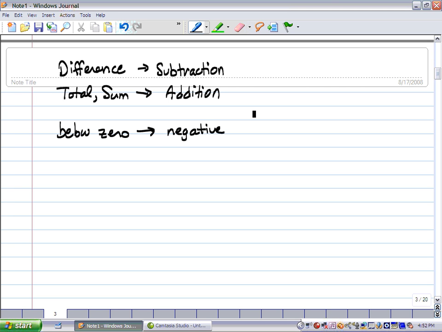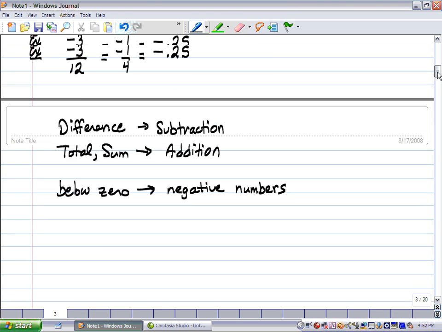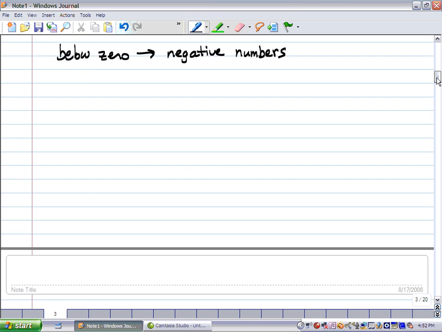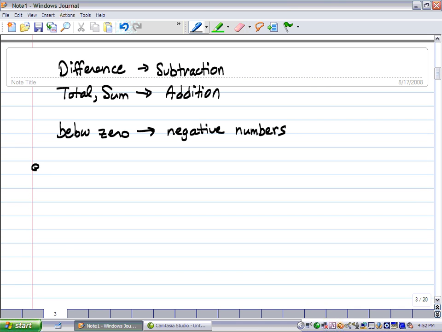So below 0, we mean negative numbers. Of course, numbers don't just have to be integers, as we saw a second ago. Above here, we saw a negative rational number. Rational means a fraction, and remember decimals are really just fractions. So we can have negative integers or negative rational numbers. So let's do an example like this.